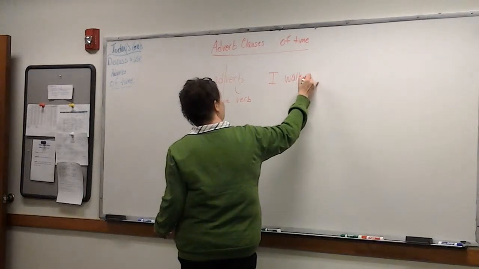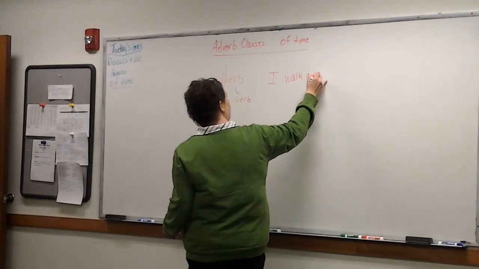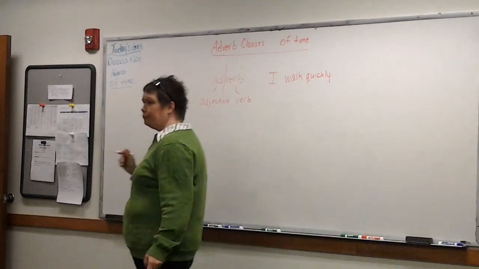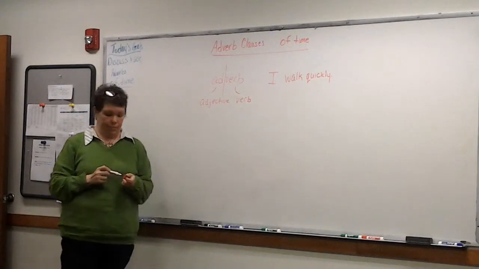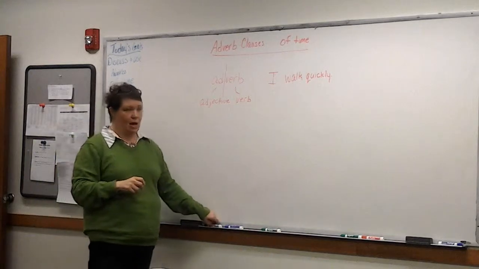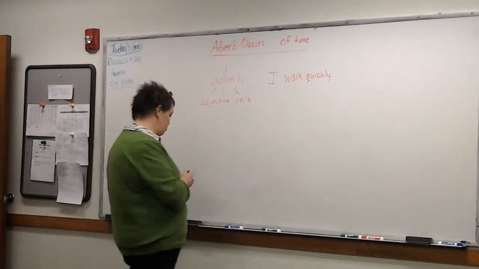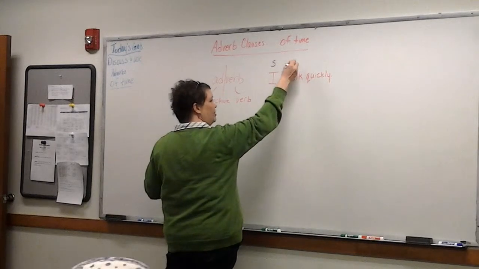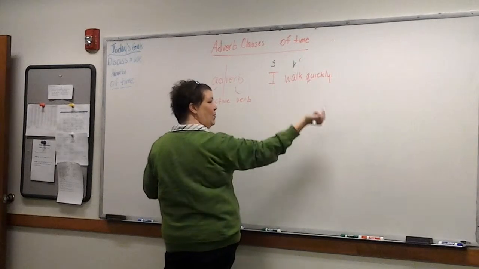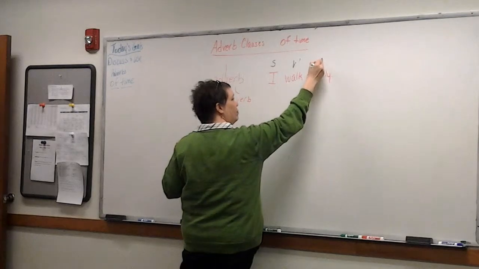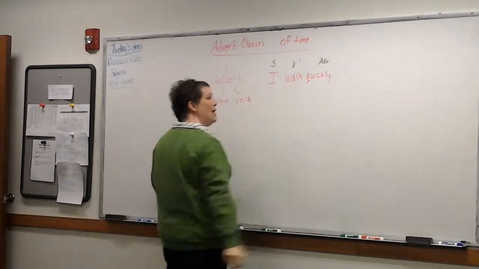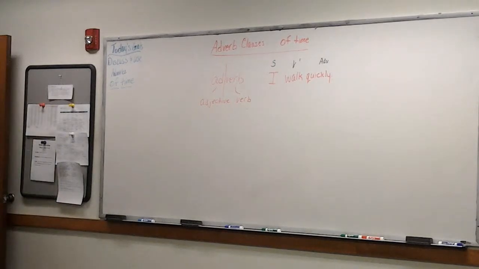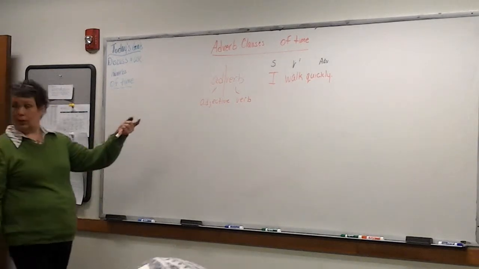Very simple sentence: I walk quickly. What's my adverb? Quickly. Yeah. What's the subject? I. All right. What's my verb? Walk. And it's verb one, right? Yes. And then we have quickly, adverb. The adverb is answering the question, how do I walk? Yes. Well, I walk quickly.